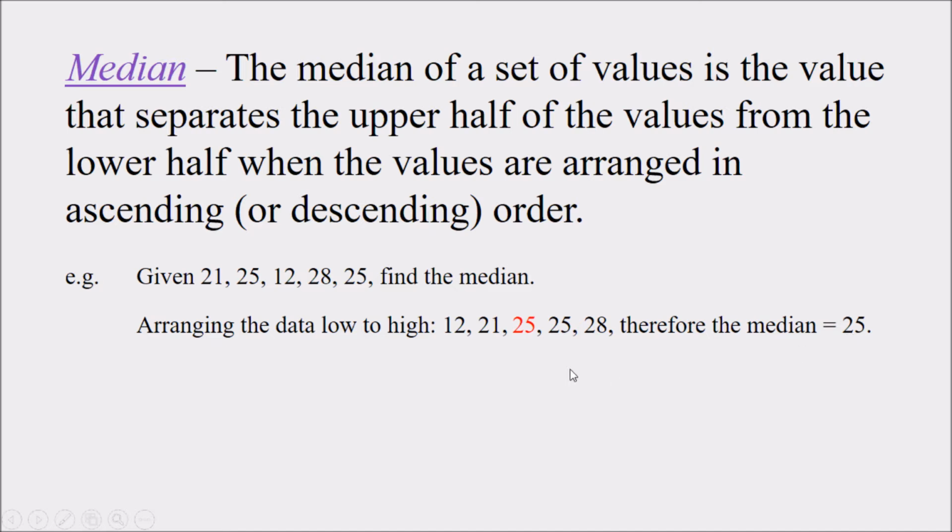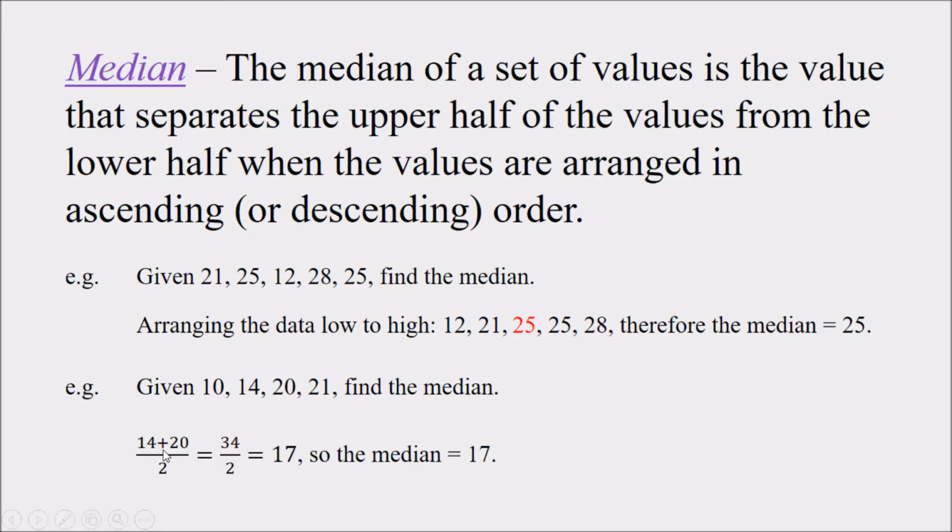Think of the median like the median in the road. It's the middle part. Given the numbers 10, 14, 20, 21, find the median. In this case, there's an even number of data. So what I'm going to do is take the 2 closest to the center, they're already arranged low to high, and average those. So I'm averaging the 14 and the 20 to get 17. So we consider 17 in this case the middle number, even though it's not really a member of the data.